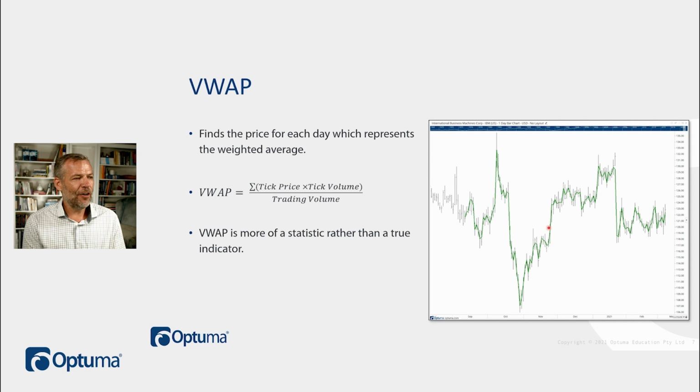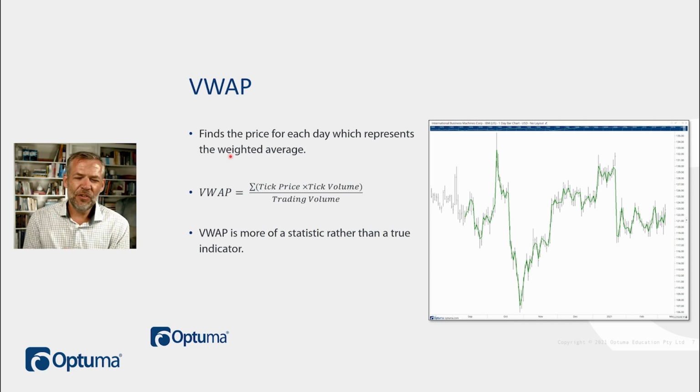All right, VWAP, volume weighted average price. This one's used a lot. We already talked about VWAP when we were talking about how institutions want to disguise their buying and selling. They look at VWAP. But basically what we're doing is we're finding the price for each day, which represents the weighted average. So if I just took, let's say, the high and the low and I divided by 2, I'd get the middle of the bar. And we could say, oh, that's the average price. Or I could take the open, high, low, close and average those 4 numbers and get an average price in the middle of the bar.